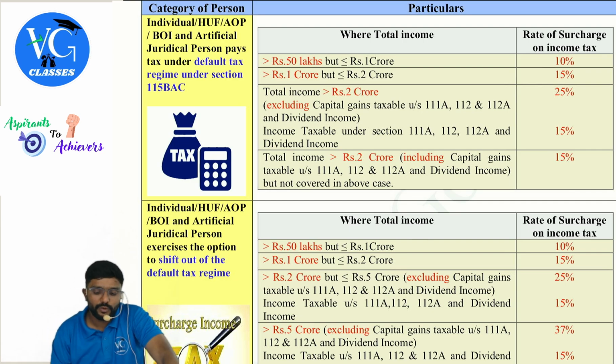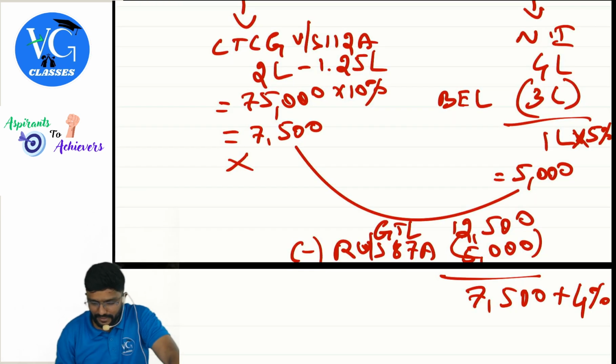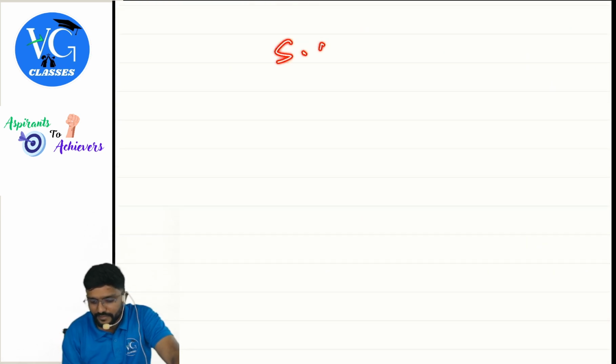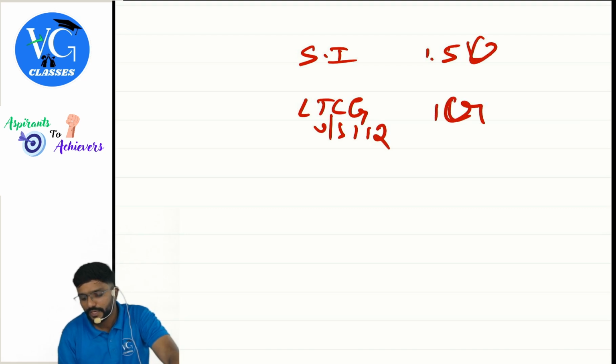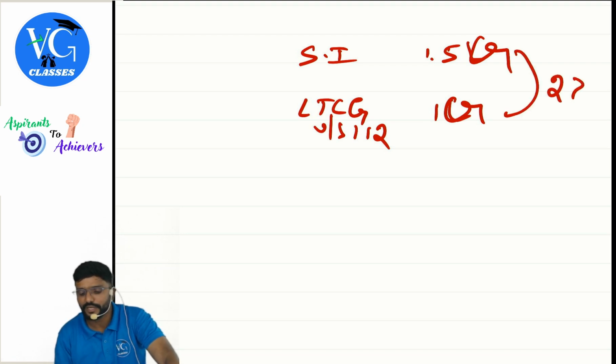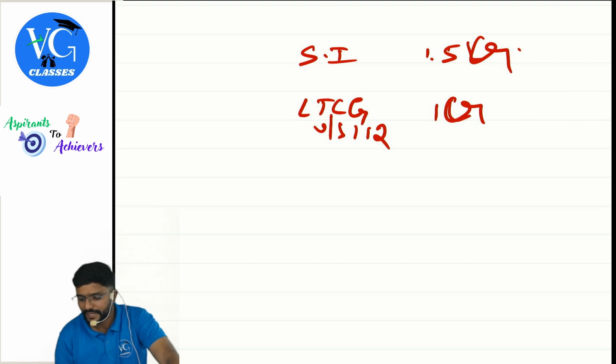Sir, my total income is more than 2 crores, sir. But including all these figures. Yes, for example, sir, my salary income is 1.5 crores. Long term capital gain under section 112 is 1 crore. Only if I add up both, it will be more than 2 crore, guys. Correct?